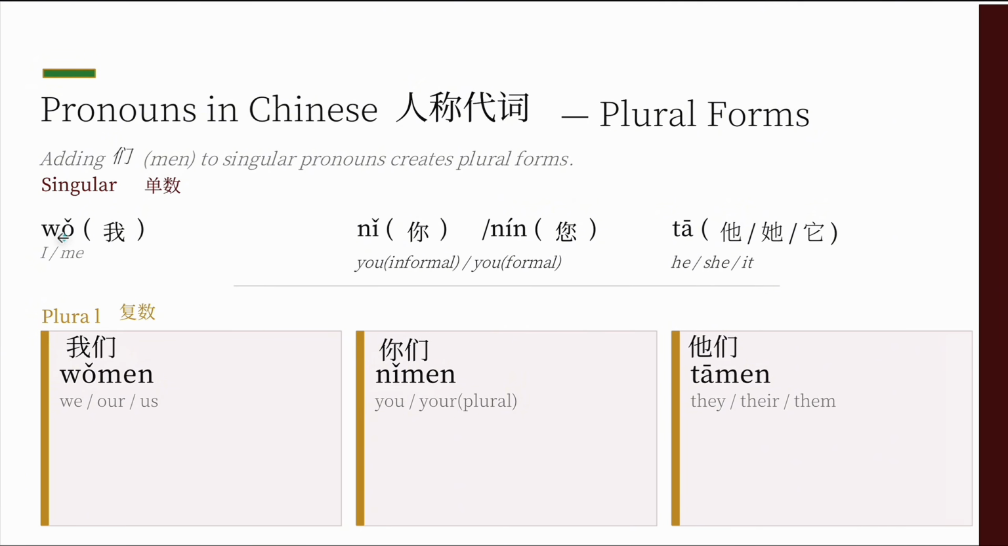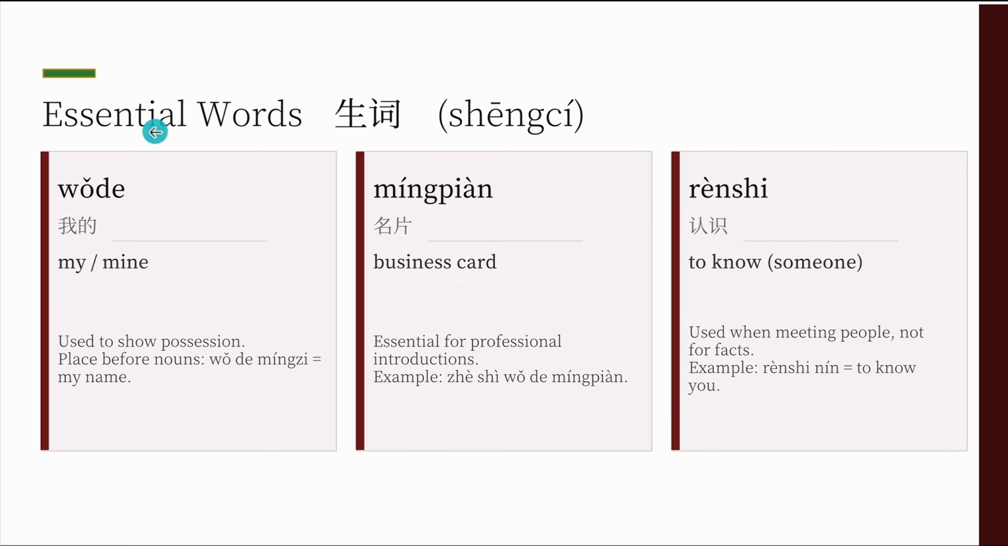我, 你, 您, 他, 我们, 你们, 他们. 非常好. Essential words we'll be using in this lesson today.